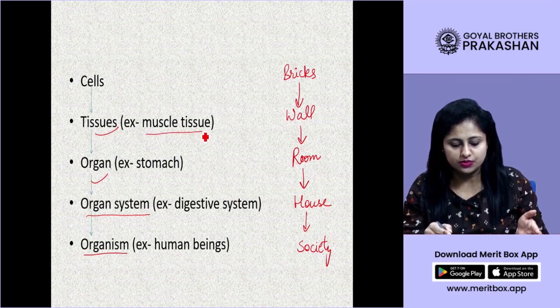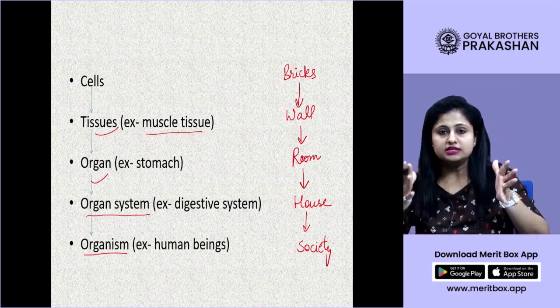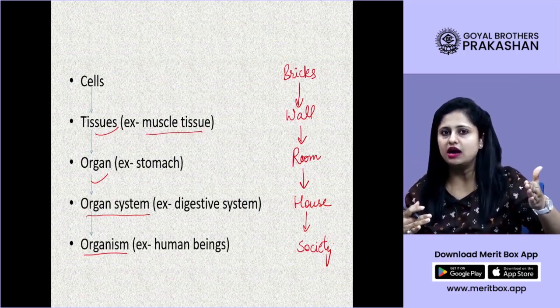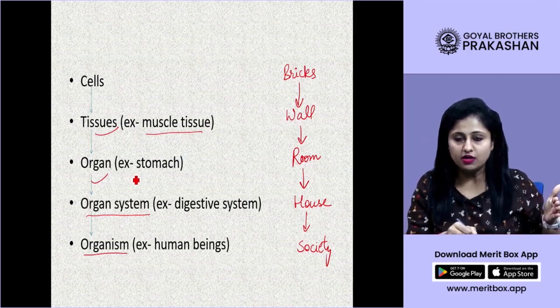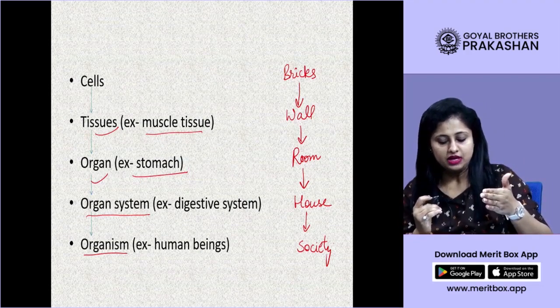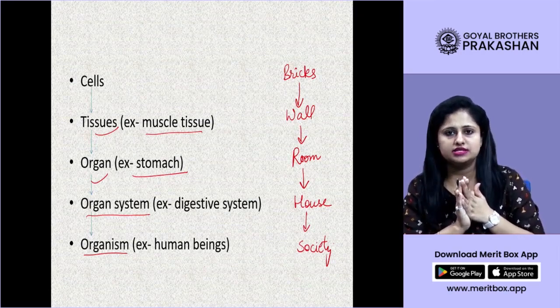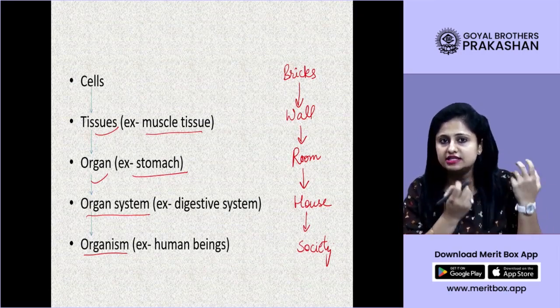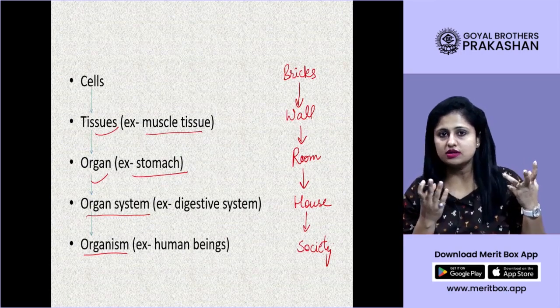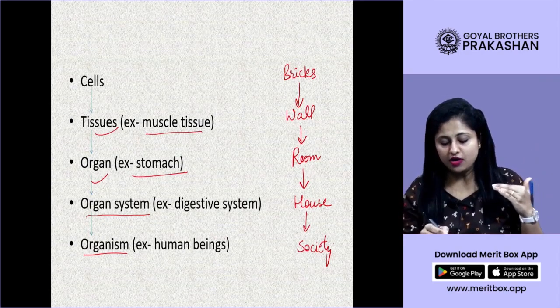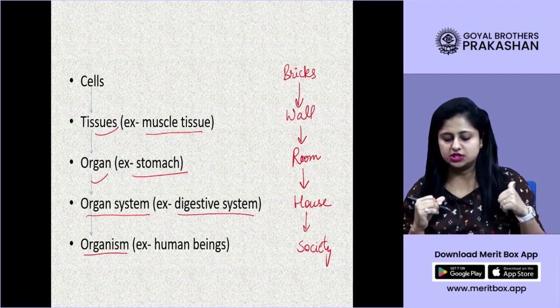So here are some examples given, like tissues. For example, muscle tissue. When many muscle tissues are combined, they form an organ, that is stomach. And when there are many glands or many organs which are involved in our digestion, when such organs are involved, they form together a digestive system.